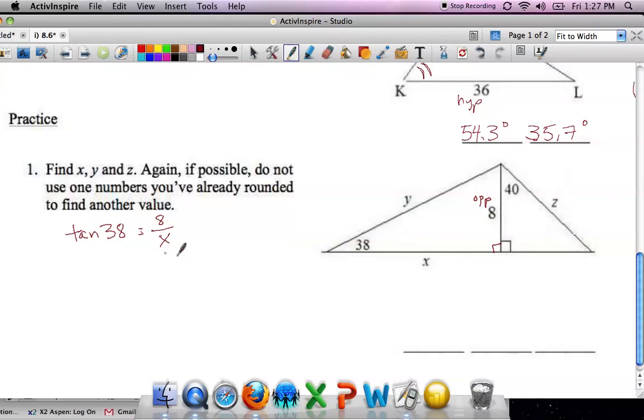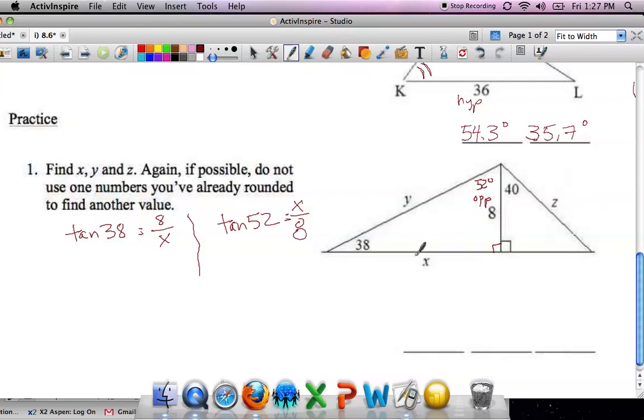Now I can solve that out if I want to, but see how the x is in the denominator here? It's always a little bit more work when x is in the denominator. I could figure out that this angle here is 52 degrees because it all adds up to 90. So easier would be if I did the tan of 52 degrees equals x over 8. Do you see that? This one's a little bit simpler to solve. Pick one of those and solve them out.